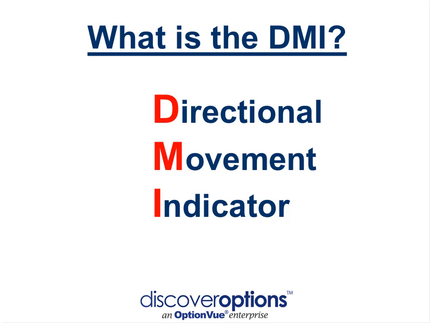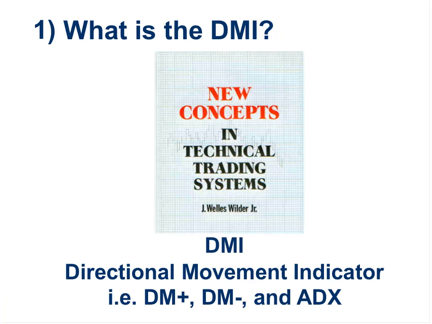What is the DMI, Directional Movement Indicator? This was developed by Wells Wilder back in the 1970s when he wrote this book, New Concepts in Technical Trading Systems. In that same book, he came out with RSI, Average True Range, ADX, DMI, and he threw out there a bunch of stuff that's used today and by default in a lot of different charting programs, all in one book.